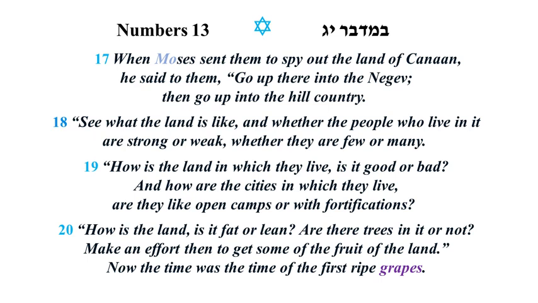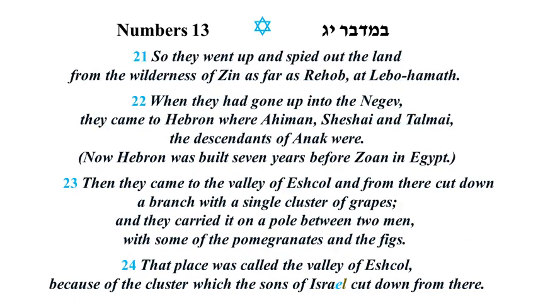Verse 21. So they went up and spied out the land from the wilderness of Zin as far as Rehob at Lebo Hamath. When they had gone up into the Negev, they came to Hebron, where Ahiman and Sheshai and Talmai, the descendants of Anak, were. Now Hebron was built 7 years before Zoan in Egypt. Then they came to the valley of Eshol, from where they cut down a branch with a single cluster of grapes, and they carried it on a pole between 2 men, with some of the pomegranates and the figs. That place was called the Valley of Eshol because of the cluster which the sons of Israel cut down from there.